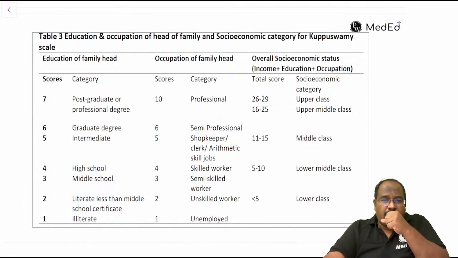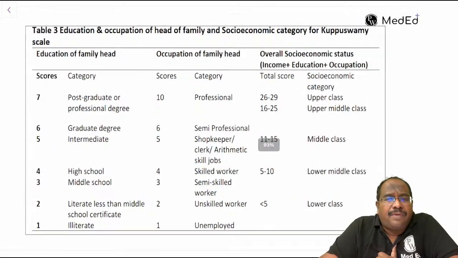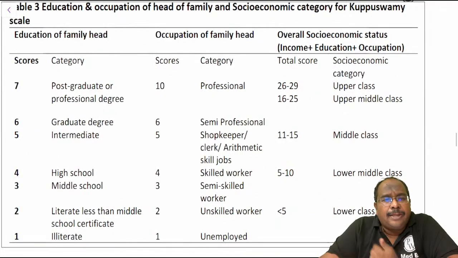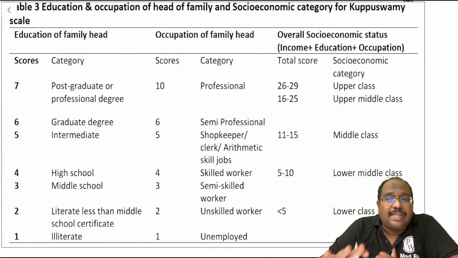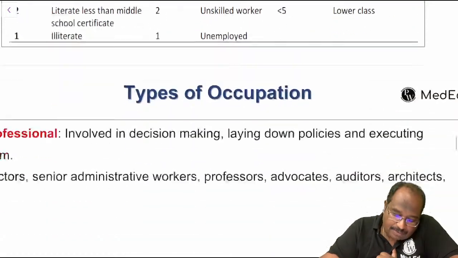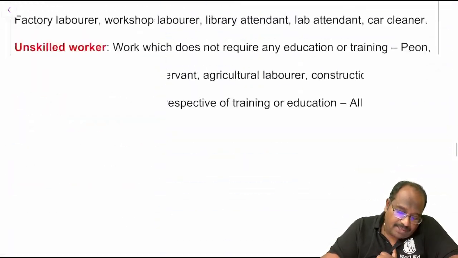So these are the education categories, guys. We can divide education like this, and scoring can be done, whether it's postgraduate, graduate, professional or semi-professional. Like that you can score them. Similarly, we have the income category.